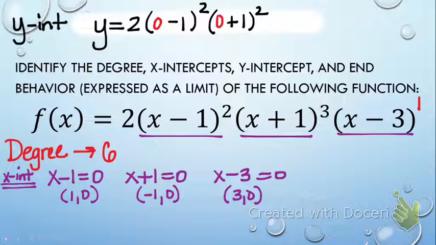Oops, that's a cube, sorry. All right, let me make sure I wrote that correctly. So 2, and then you have 0 minus 1 squared, 0 plus 1 cubed, 0 minus 3. So you can type this in your calculator if you need to, or you can just figure out what that would be.